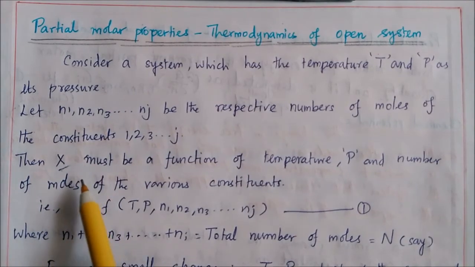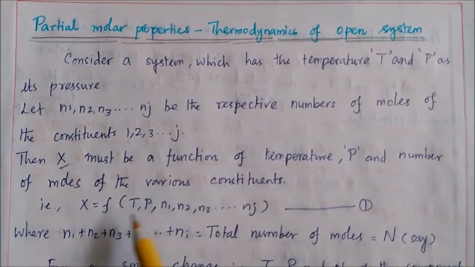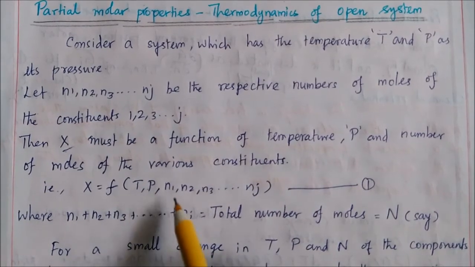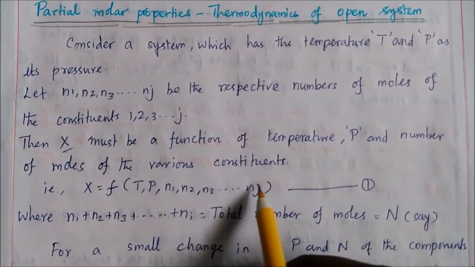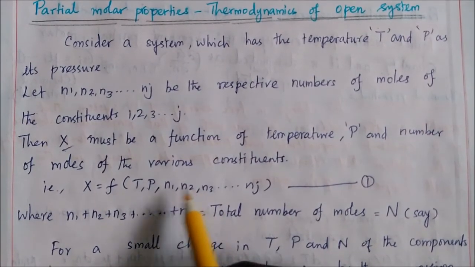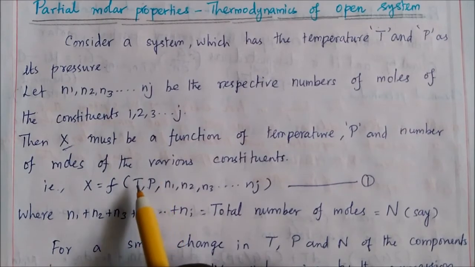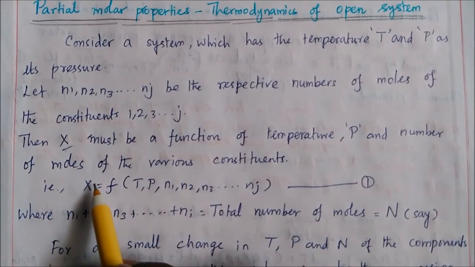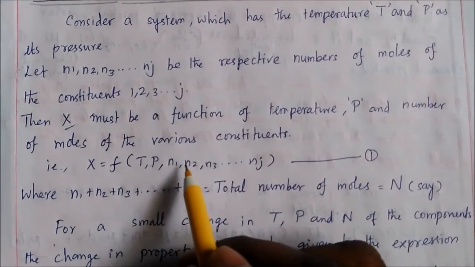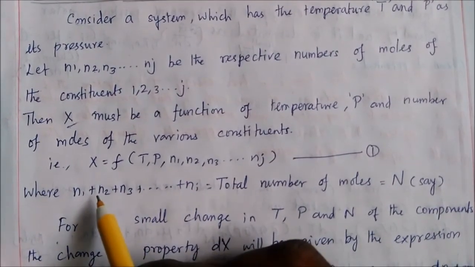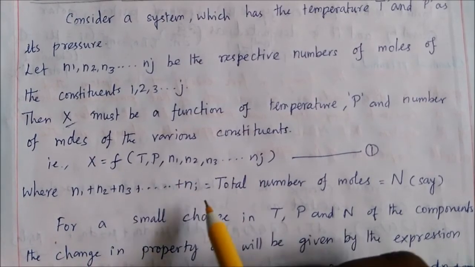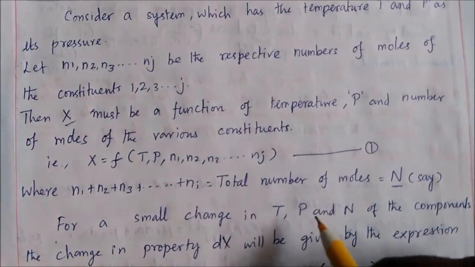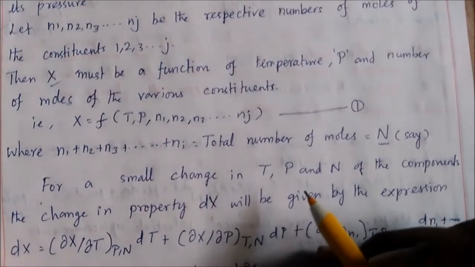This can be given in equation form. x is a function of temperature, pressure and number of moles of the chemicals present in the system, the number of moles of the constituents, there may be any number. When any of these quantities changes, that will affect the total property. N1, N2, N3 can be added together, N1 plus N2 plus N3 and so on, and that can be given with a new symbol, capital N. That is called the total number of moles present in the system.